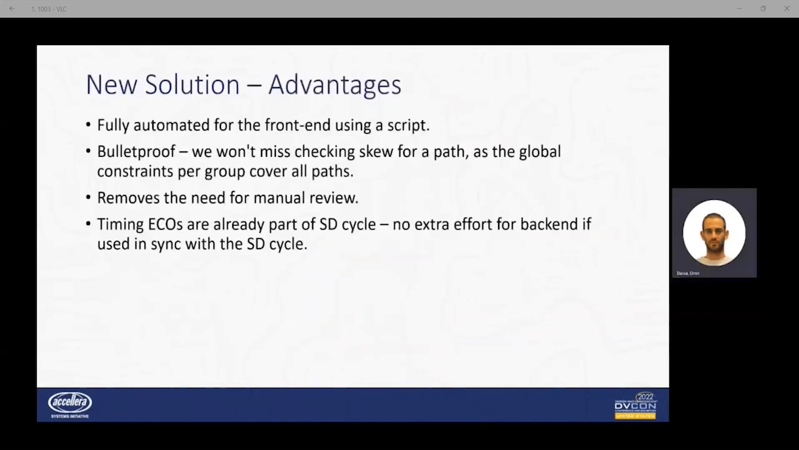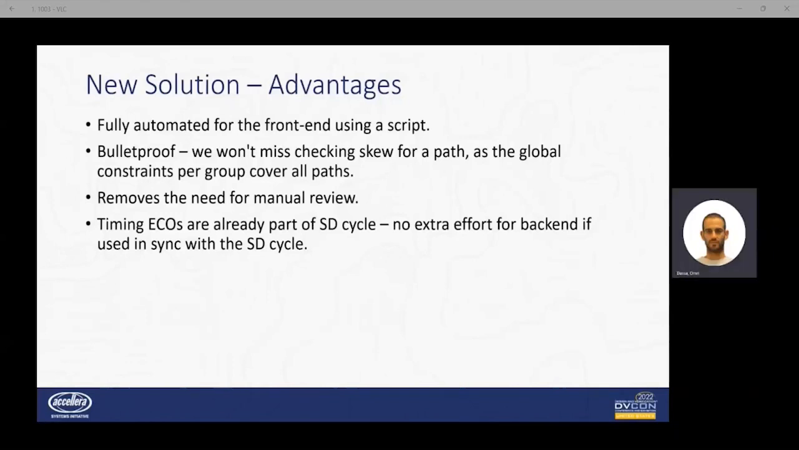So, the new solution's advantages. First of all, it's fully automated. At the front end, we're using a script. After we got the reports from SD, the grouping is done by script, and finding the correct constraint is done by script. Checking that the paths are in the delay window is also done by script. So it's no effort for the front end team.